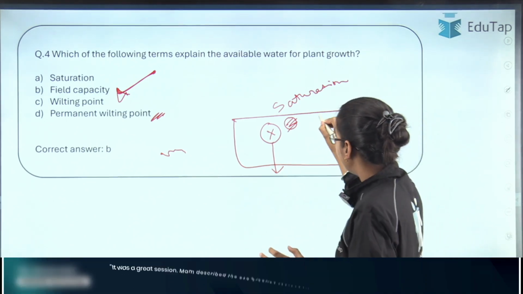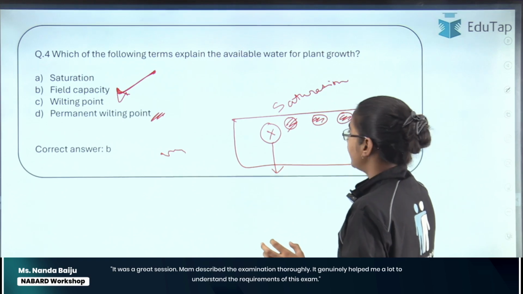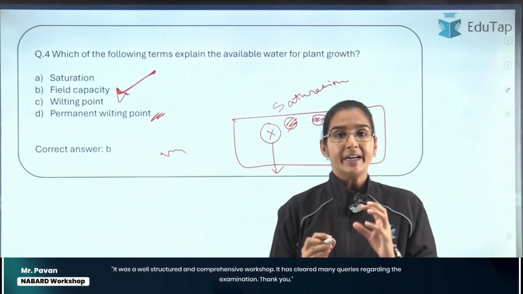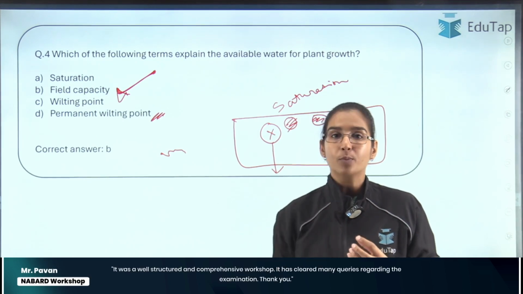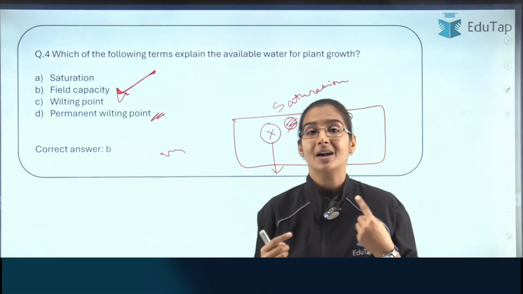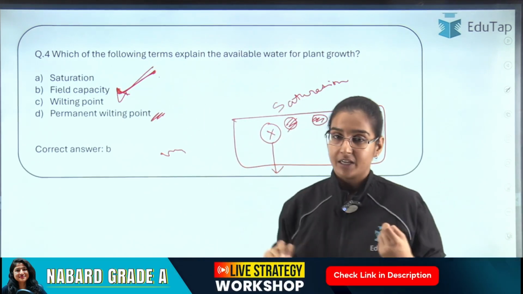And only the micropores are filled with water, right? So at field capacity, water is there only in the micropores, and this water does not move away with the gravitational force, and this is the water which is available for the plant's uptake, right? So therefore the answer here was field capacity, right?